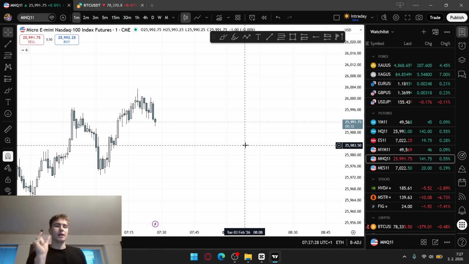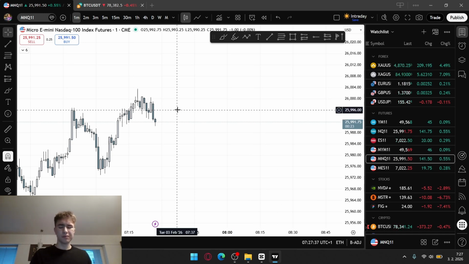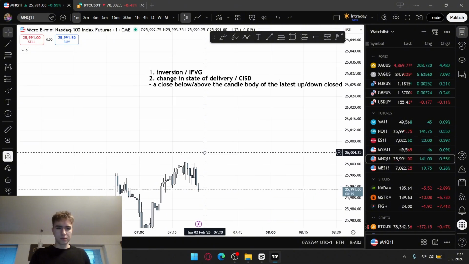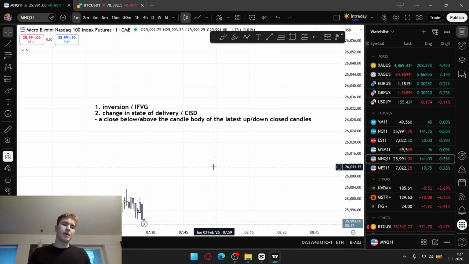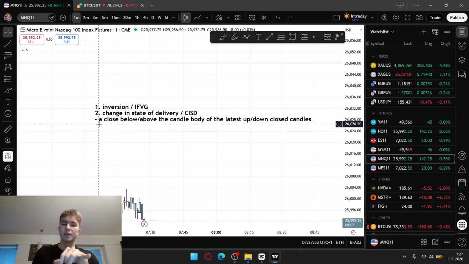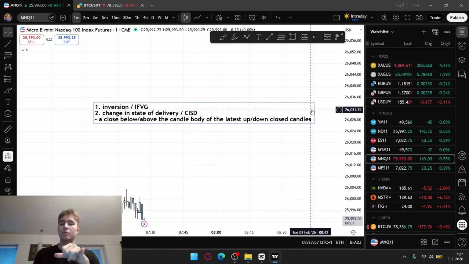It's the last piece of the puzzle. The hard work is actually done on the higher time frame. That's the last thing. You don't basically need to overcomplicate the entry model. So my entry model is first an inversion or inverse Fibonacci gap and a change in state of delivery, or CISD. A change in state of delivery is basically a close below or above the candle body of the latest up or down close candles.